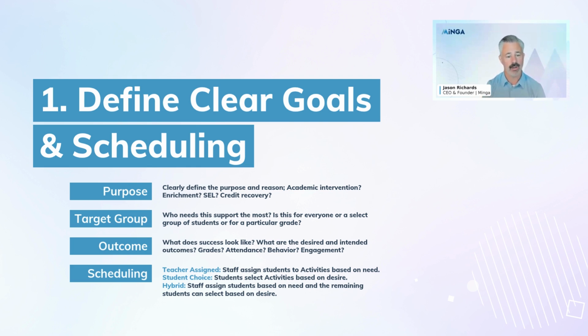From there, you can identify who's the target group. If this is for academic intervention, it might just be for, say, the 10 or 15% of your students that are really struggling, and that's the group of students that will be participating in Flex. But it might also be for your entire student body. So identify that target group, write these things down, create some pretty slides, do something like this where this is all captured. Once we know the purpose and the target group, we can identify our outcome. What does success look like?